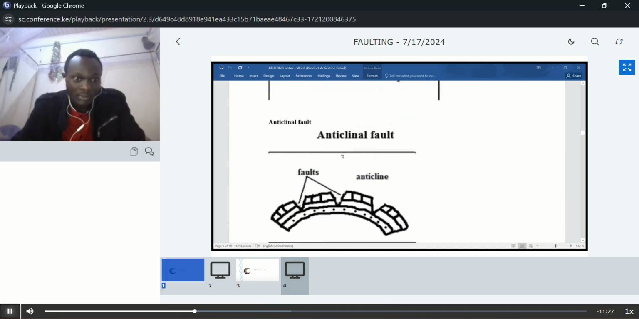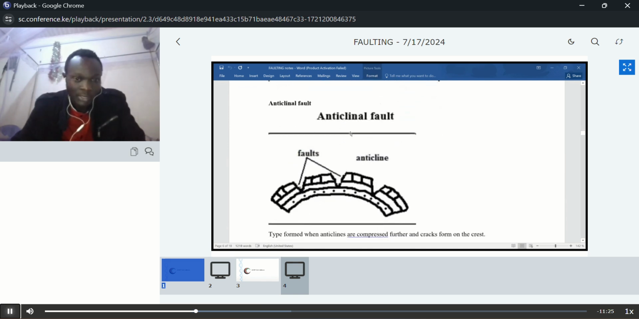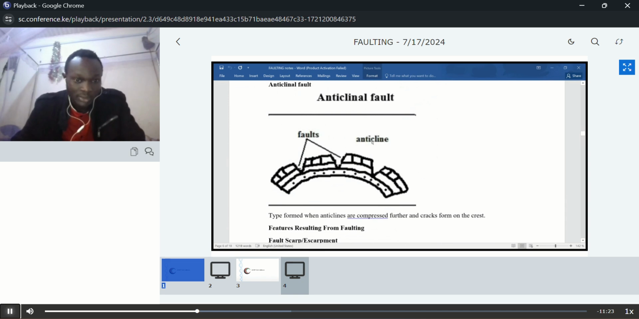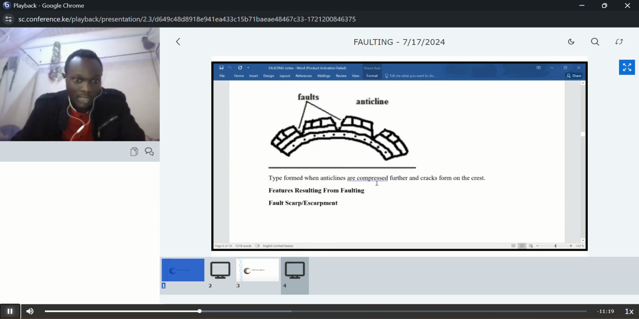You have the anticlinal fault, and here is the image. You have the faults, you have the anticline, and here are the faults. And they are formed when anticlines are compressed further and cracks form on the crest. So when these anticlines are compressed further, the cracks occur on these regions.